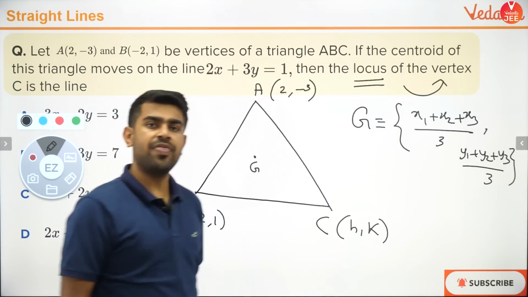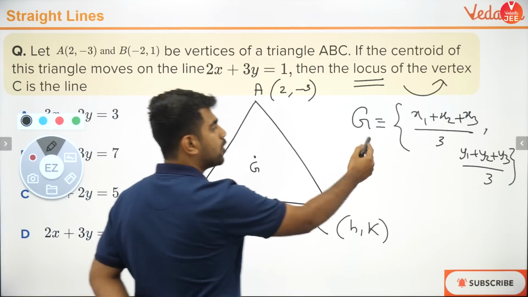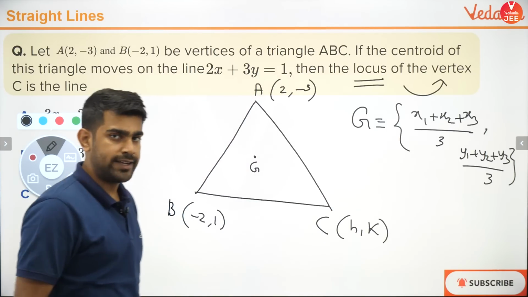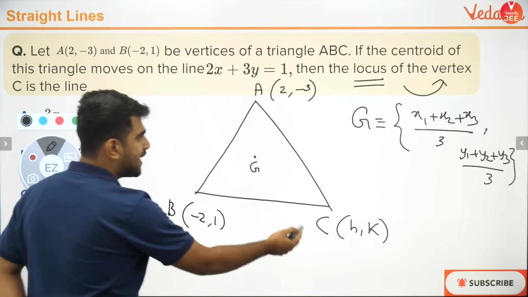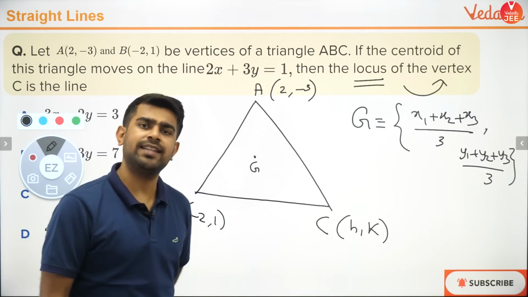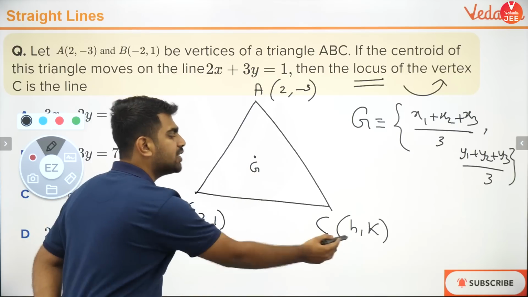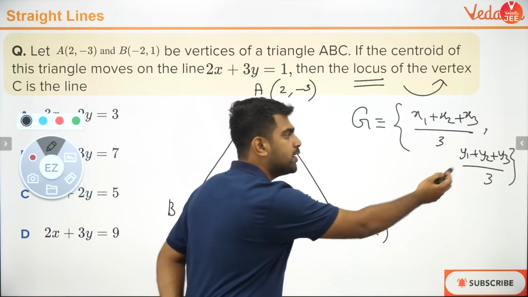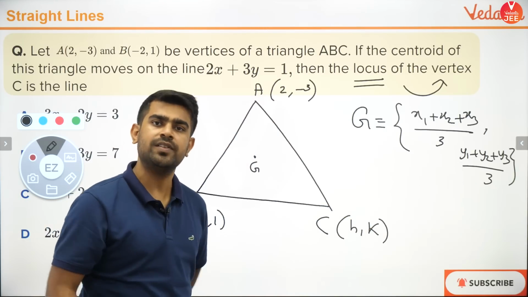Don't you all agree with me on that? That is going to be my coordinate of centroid. So let's do that. What do I get when I substitute x1, x2, x3? What are x1, x2, x3? They are nothing but the x coordinates of the 3 vertices. And y1, y2, y3 are nothing but the y coordinates of the 3 vertices.